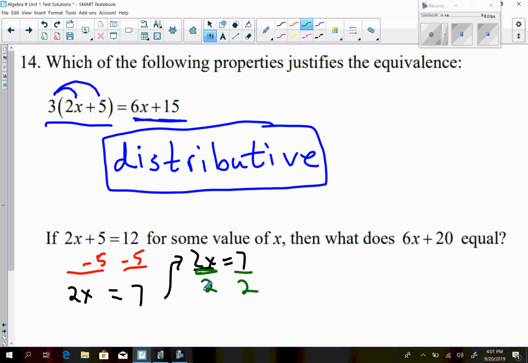Because 2 divided by 2 is 1. 2x over 2 is 1x. And you can leave this 7 halves, or you can write 3.5. Whatever.